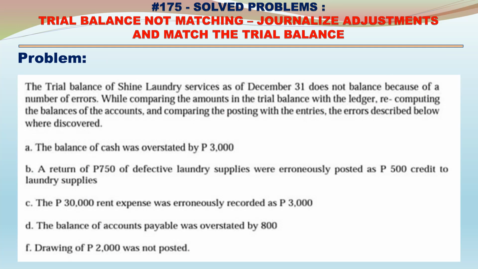The trial balance of Shine Laundry Services of December 31 does not balance because of a number of errors. While comparing the amounts in the trial balance with the ledger, recomputing the balances of the accounts, and comparing the postings with the entries, the errors described below were discovered. A. The balance of cash was overstated by 3,000. B. A return of 750 of defective laundry supplies was erroneously posted as 500 credited to laundry supplies. C. The 30,000 rent expense was erroneously recorded as 3,000. D. The balance of accounts payable was overstated by 800. E. Drawings of 2,000 was not posted.